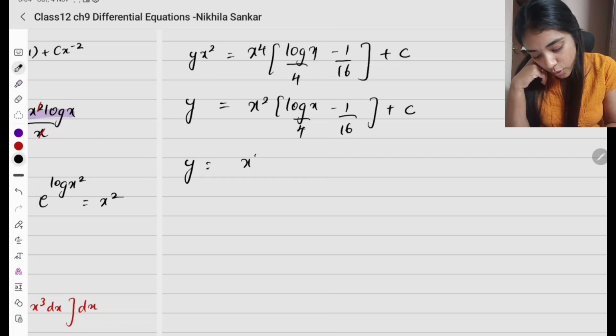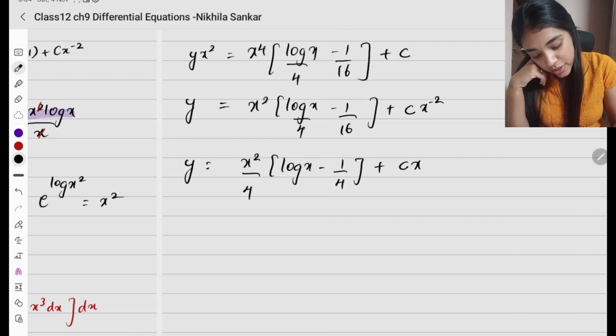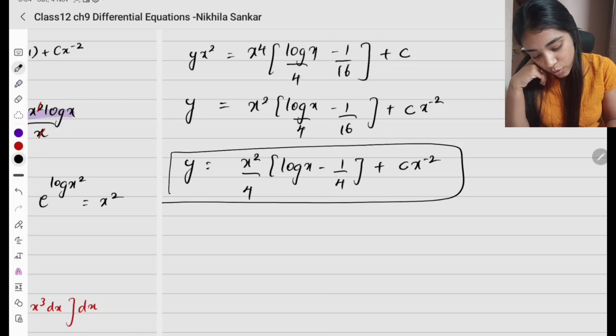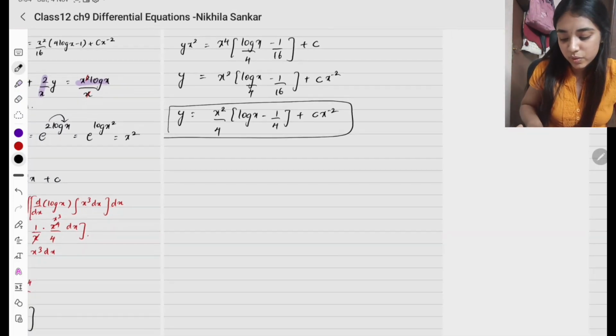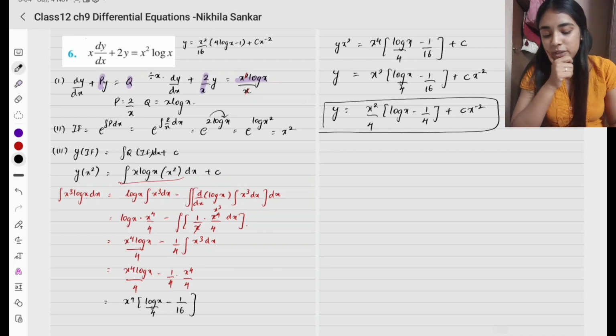இதில் இன்னும் maybe 1 by 4 வெளியில் எடுக்கலாம். x square divided by 4 times log x minus 1 by 4, plus c. Don't forget the x power minus 2 here, x power minus 2, ஏன்னா whole equation x square வச்சு divide பண்றோம் இல்லையா? So this is going to be my answer. Okay, please copy.